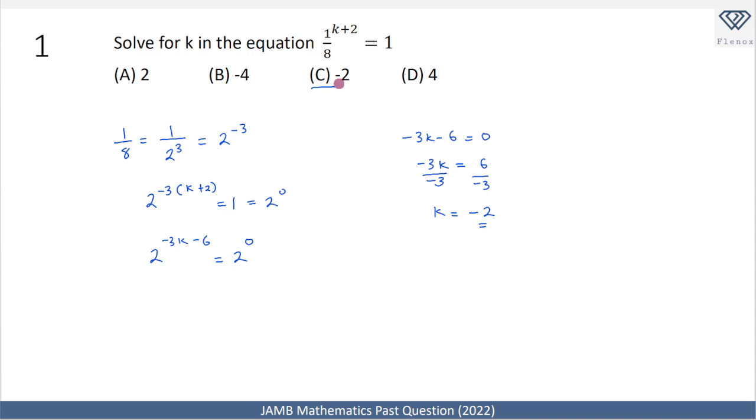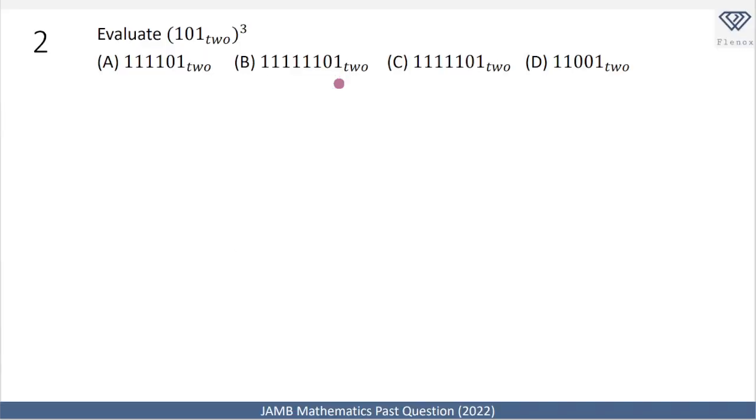Now to the second question, we are told to evaluate 101 base 2 the cube of 101 to the base of 2. Now there are several ways you can do this. You can try to multiply 101 in base 2 by itself 3 times, but that will be a bit complicated. So an easier approach to take is to try to convert this number to base 10. So after converting it to base 10, then we can find the cube of that and convert it back to base 2. So this is exactly what I mean.